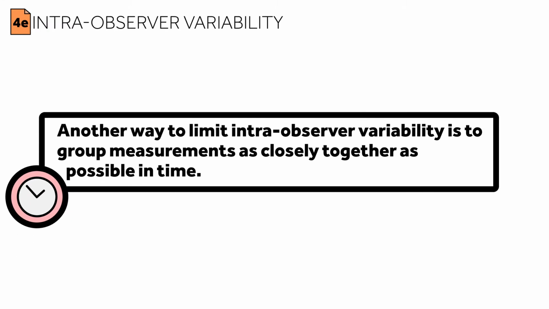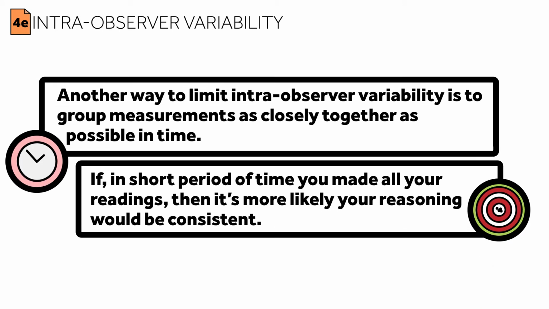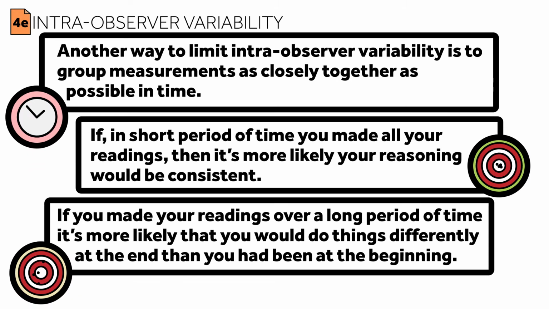Another way to limit intra-observer variability is to group measurements as closely together as possible in time. If, in a short period of time, say a day, you made all of your readings, then it's more likely your reasoning would be consistent. If, however, you made your readings over weeks or months, then it's much more likely that you would do things differently at the end than you had been at the beginning.